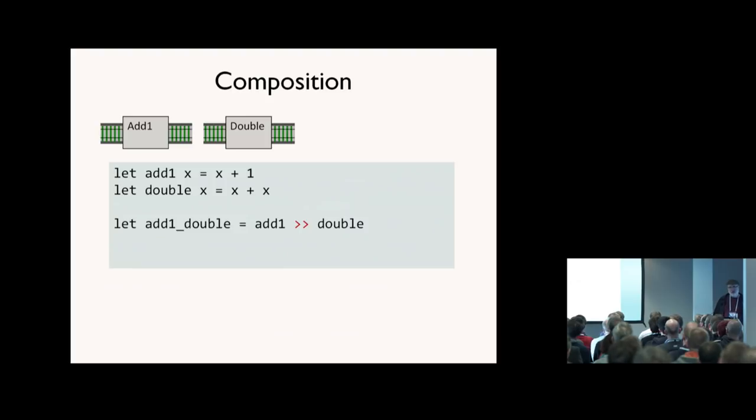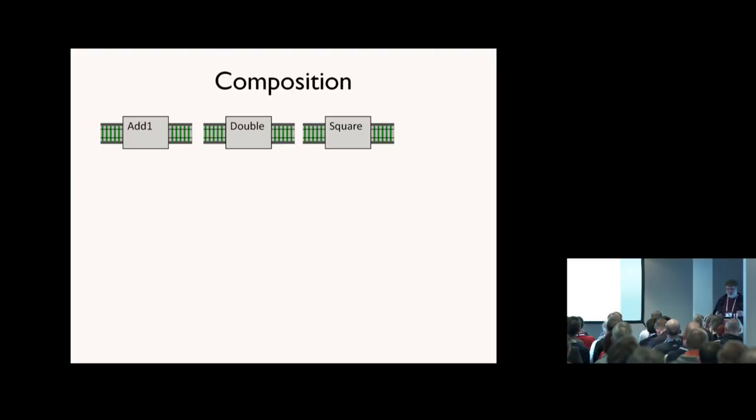To make a new function, I just take add one, and I mush it together with double. And that double angle bracket is the composition symbol. So I got a new function, add one then double, and I can just call it with a number like 5, just like it was a regular function. And the answer is 12. In fact, it's not just like a regular function, it is a regular function. So that is the composition operator in F#. In other languages, it's different. In Haskell, it's just a period. Different languages might have different symbols for that.